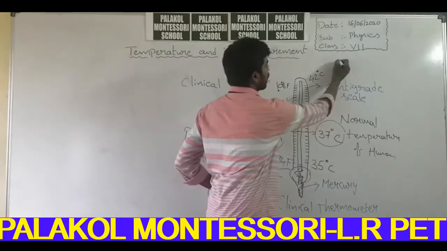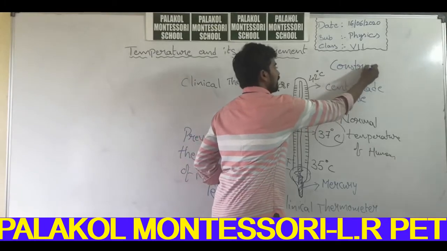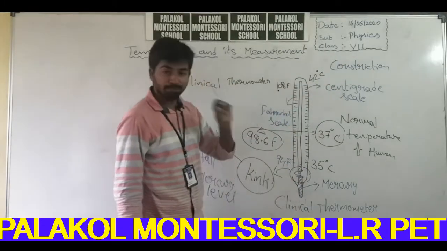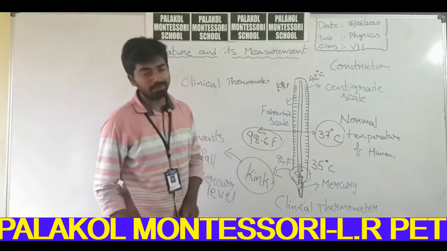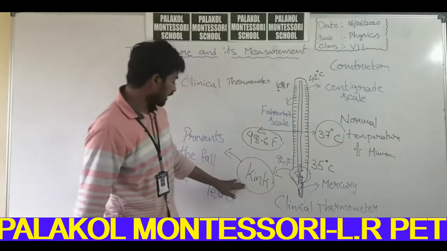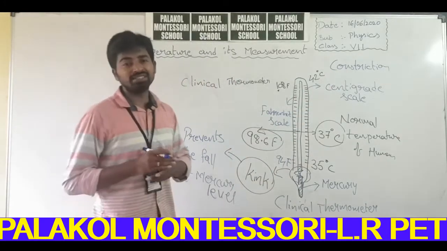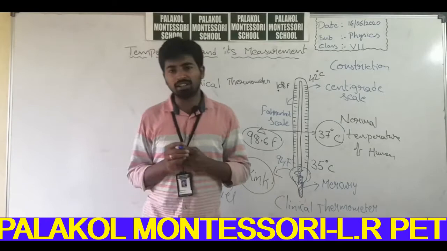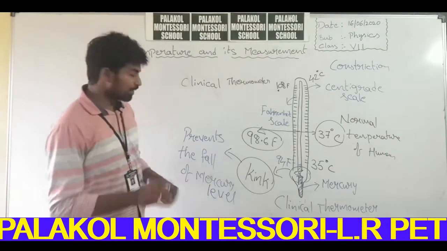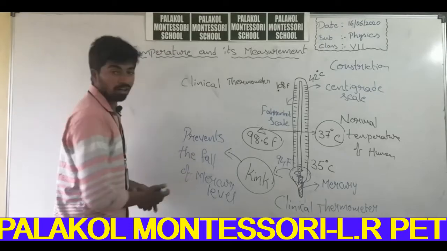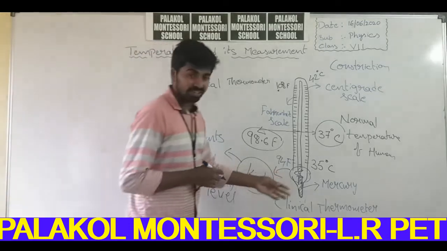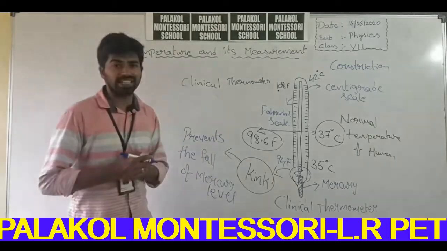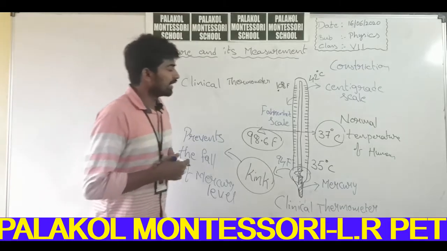A constriction means a curved structure. The constriction near the bulb, a curved, compressed-like structure, we call a constriction, and a special name for it is kink. The constriction present near the bulb of the clinical thermometer is called a kink. The purpose of the kink is to prevent the fall of mercury level. So, this is the information about the clinical thermometer.